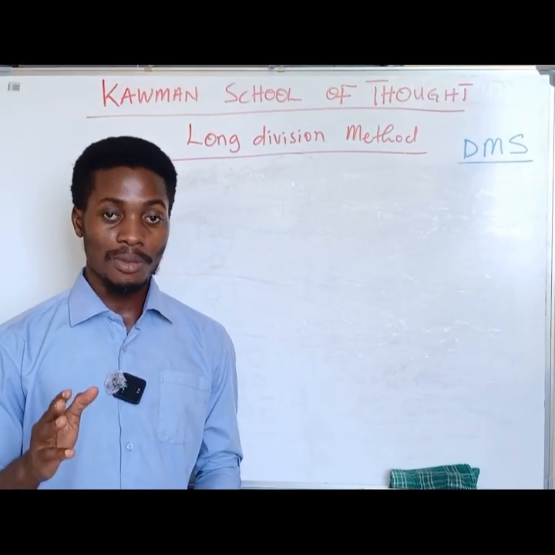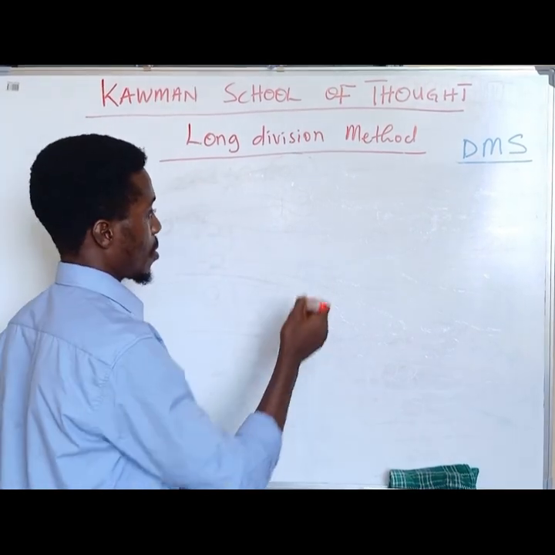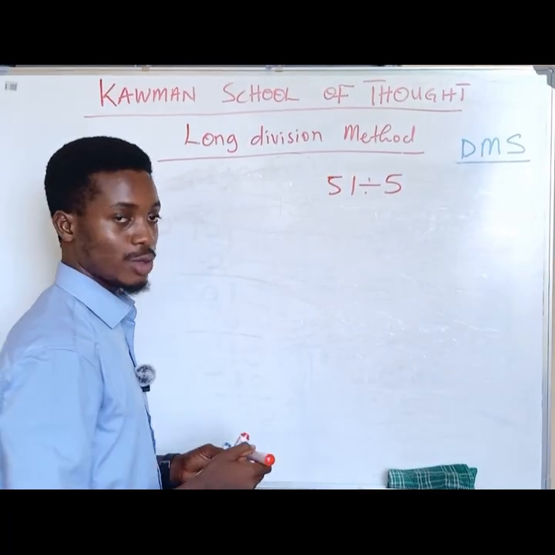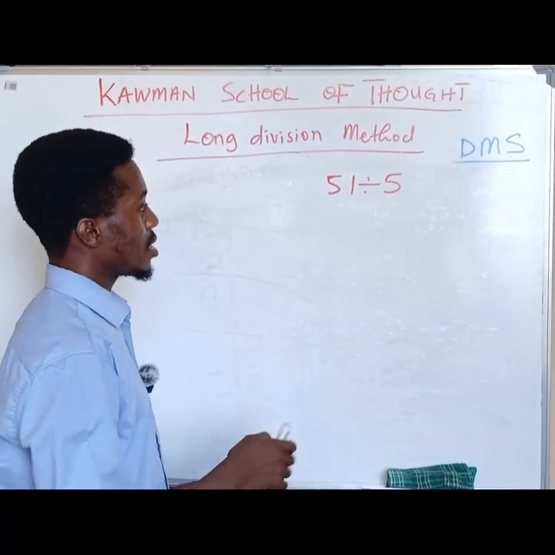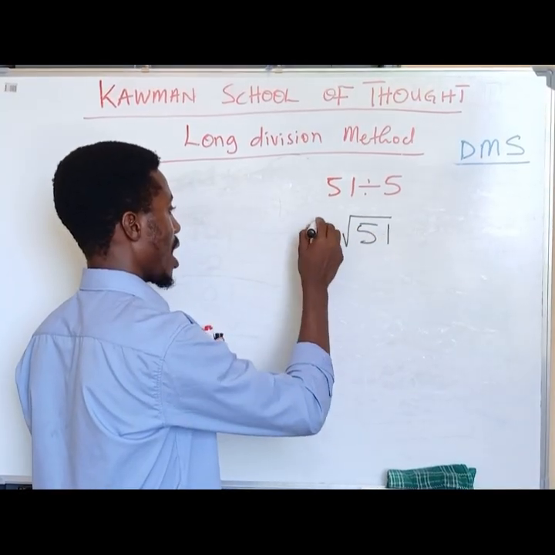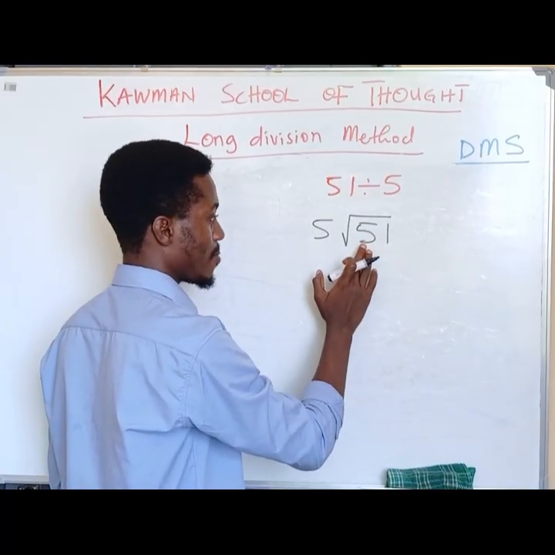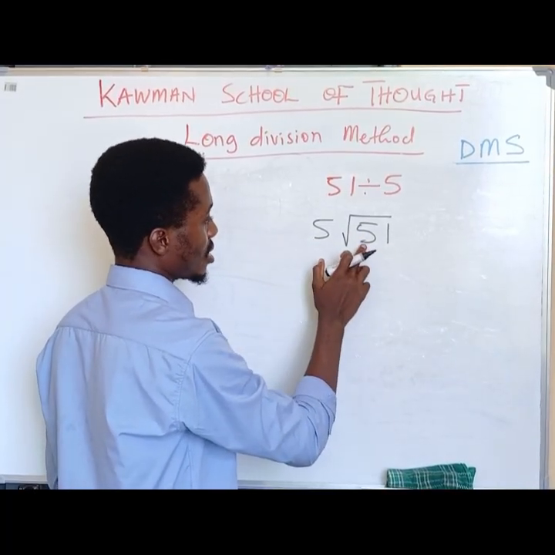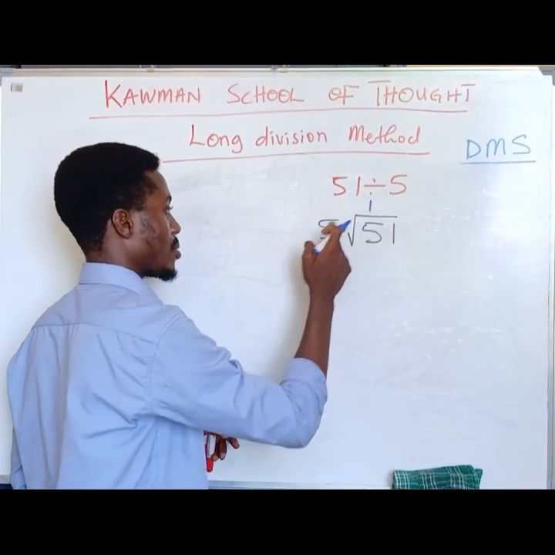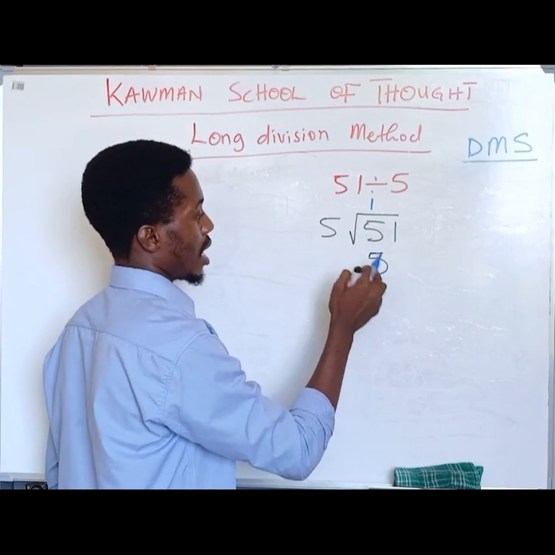I have 3 examples I would like us to solve. Example number 1, 51 divided by 5. So let's do this. Like I said, the 51 goes in, then 5 comes out. Then we start DMS, division. We divide, taking them digit by digit. 5 divides this 5 how many times? That is 1. So then we multiply, multiplication. 1 times 5 gives us what? 5. Write your 5 here nicely, another 5 here.